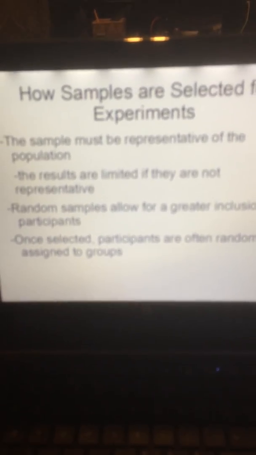So you want to make sure that the results are representative if you're studying for an experiment. If you're gathering a sample, the sample must be representative of the population. The results are limited if they're not representative. Random samples allow for greater inclusion of participants. And once selected, participants are often randomly assigned to groups. So like I said, if I'm going to do a study on depression and the effects of drugs on depression, I'm going to make sure I get people actually diagnosed with depression. That's just how it's done. You want to make sure it's representative.